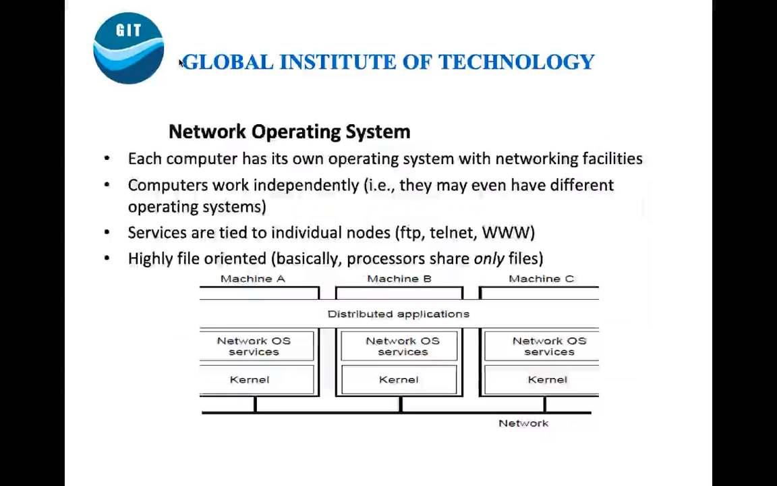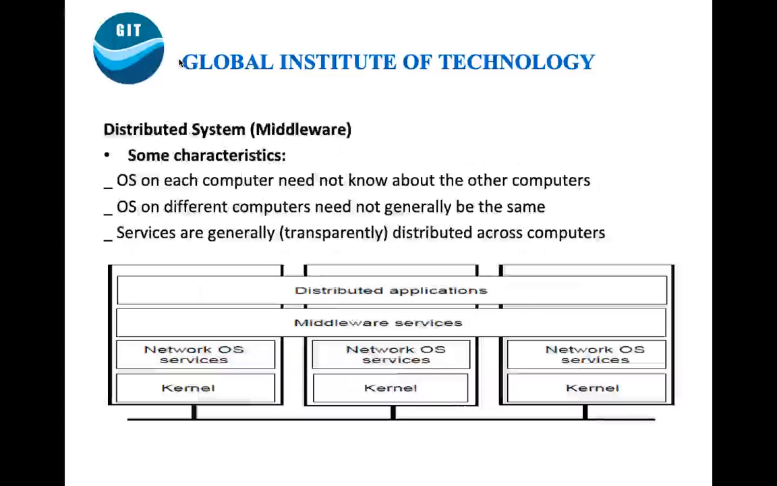Next, network operating system. Each computer has its own operating system with networking facilities. Computers work independently. Services are tied to individual nodes, highly file oriented. Machines A, B, and C are connected to an individual kernel, and the kernel is connected with network OS services, and the distributed system applications are an interface between the machine and network OS services.